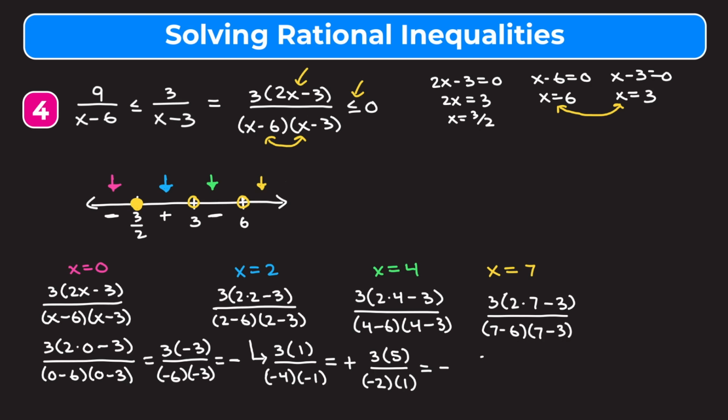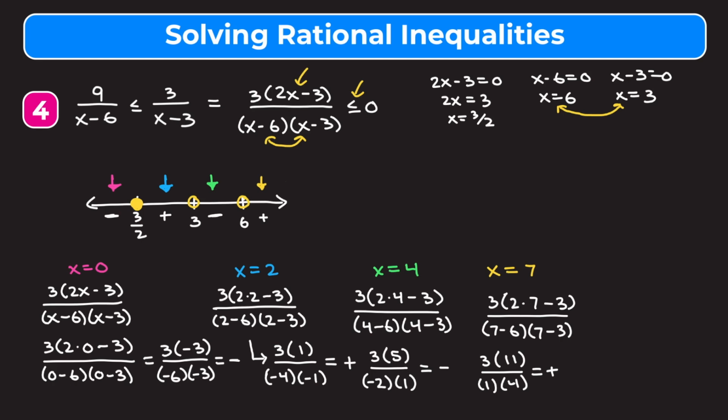Simplify the top, we have the 3 on the outside. 2 times 7 is 14, minus 3 is 11. On the bottom, 7 minus 6 is 1. 7 minus 3 is 4. We have all positives, so we know this is going to come out as positive. Put a positive in this part of our sign chart.